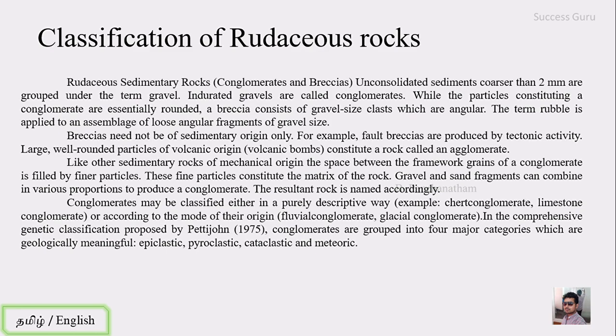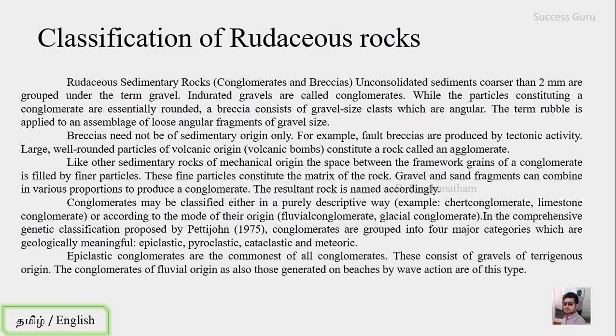There are many classifications, but we follow the Pettijohn classification because it is quite impressive and important in terms of geological meaning. So they are epiclastic, pyroclastic, cataclastic, and meteoric. The epiclastic conglomerates are the commonest of all conglomerates. These consist of gravels of terrigenous origin.